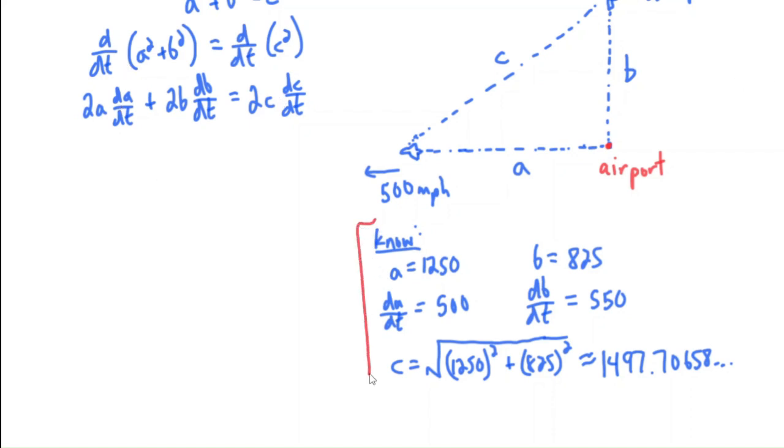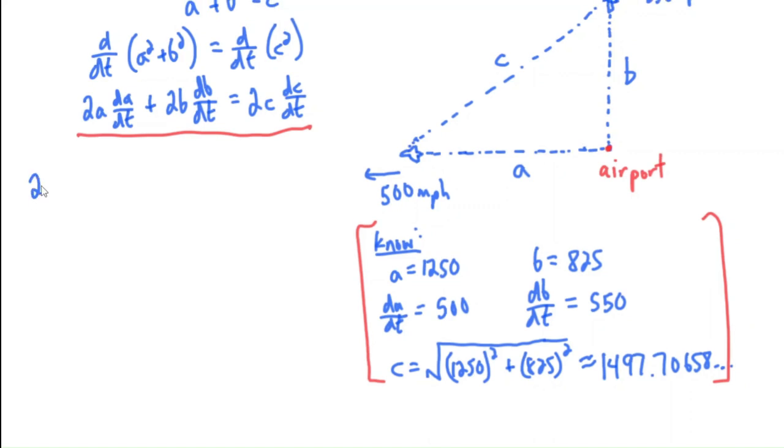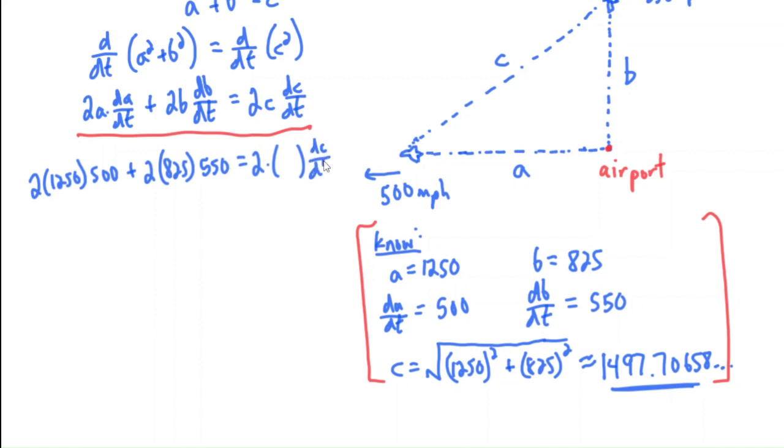But let's start plugging things in now. So here is what we know, these things. And here's our equation that we're going to plug things into. So let's go ahead and do it. So we have 2 times 1250, that's A, times dA/dt, which is 500, plus 2 times 825, that's B, times dB/dt, which is 550, equals 2 times C. Now I'm going to leave C kind of a blank here, but that's where this 1,497.7 is going to go, times dC/dt. Okay, and that's what we're trying to find. So we have everything except the dC/dt.